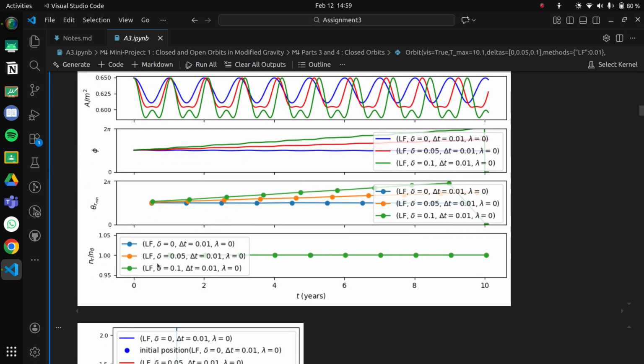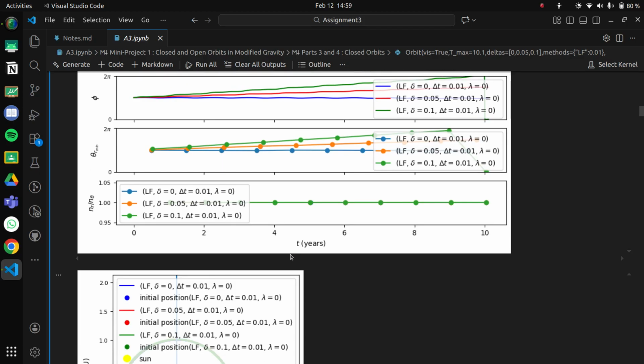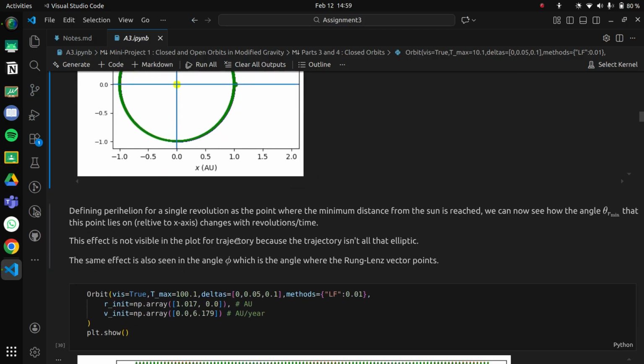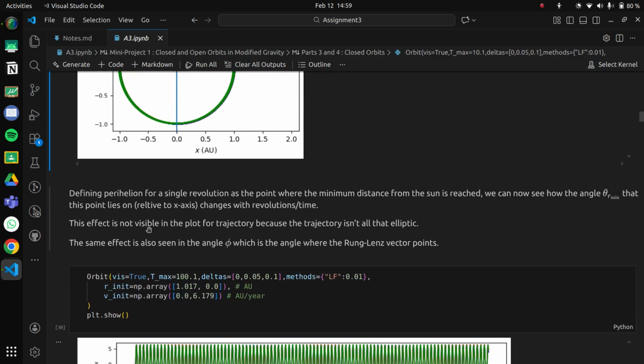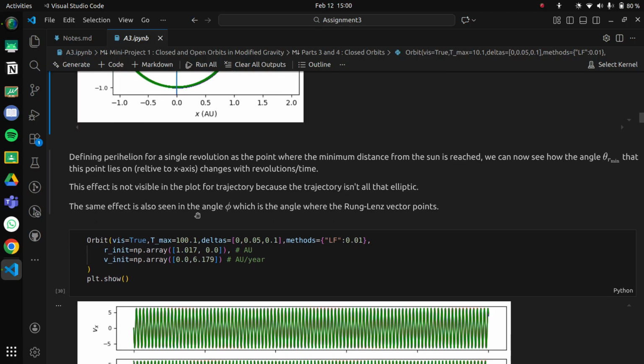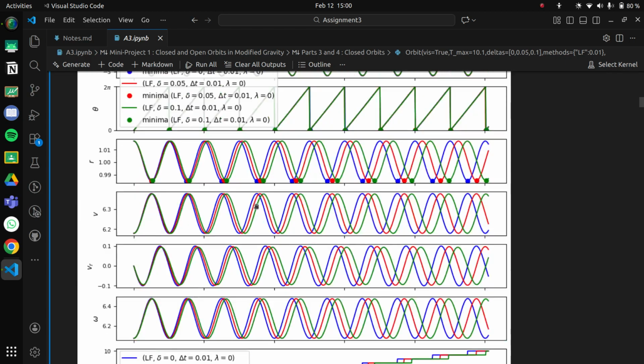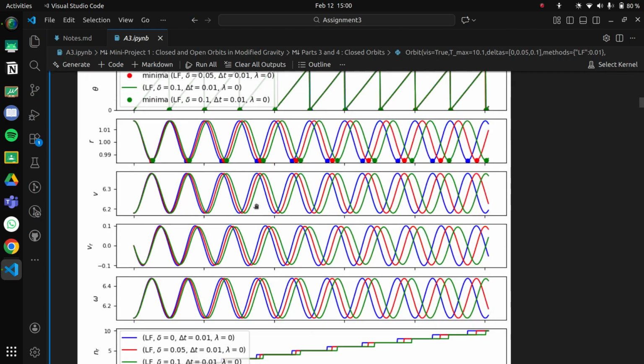Shouldn't this kind of be changing? I don't know. So, defining perihelion, and so on. Yeah, it changes with revolutions; the effect is not visible in the plot for the trajectory because the trajectory isn't all that elliptic. The same effect is also seen in the phi angle. I will come to that. So this is just about the precession. There's nothing complicated going on over there.